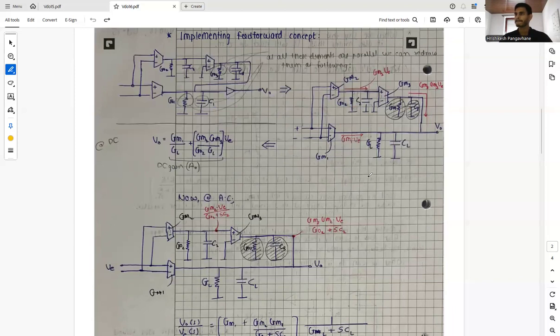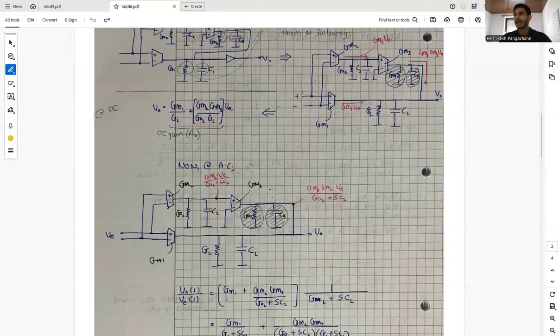Now our DC gain. At DC all capacitors are open circuit, so it's very simple. The DC gain will be the voltage from this path plus the voltage from this path, which is GM1 by GL from this path, and from this path GM2 GM3 divided by GO2 GL times VE. So this VE will go down and give us a DC gain, which is this term.